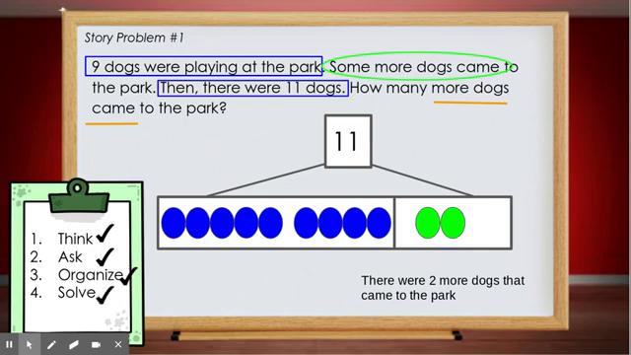Now that I solved my problem, I'm going to write a matching number sentence. 9 plus 2 more dogs equals 11 dogs. And if you notice, there are 2 dogs that were boxed. The number 2 is boxed because that was the unknown number we solved for.